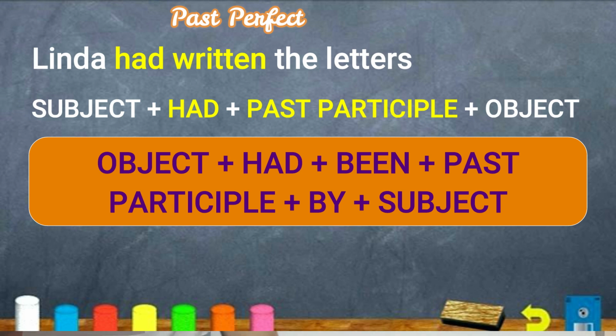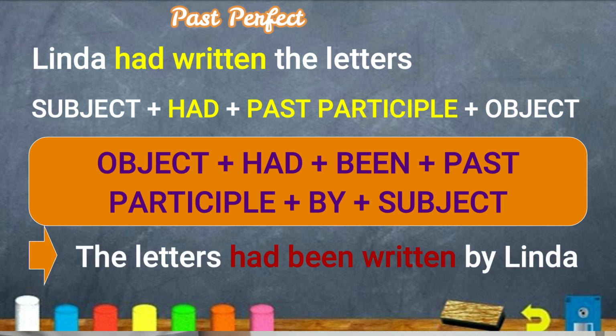Here there's no problem. Had can be used with all subjects, no matter if they are plural or singular. And then the verb to be in past participle, been, and then past participle of the verb, and then by, and then the subject, which becomes an object. So the sentence goes like this. The letters had been written by Linda. So this is the past perfect passive sentence.